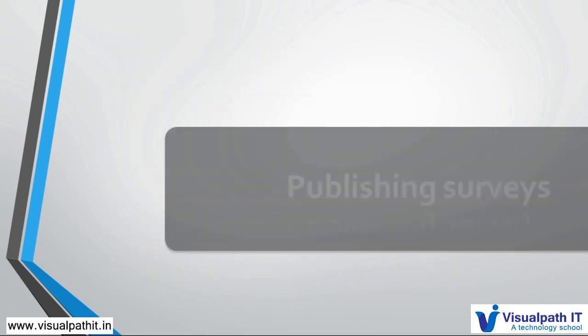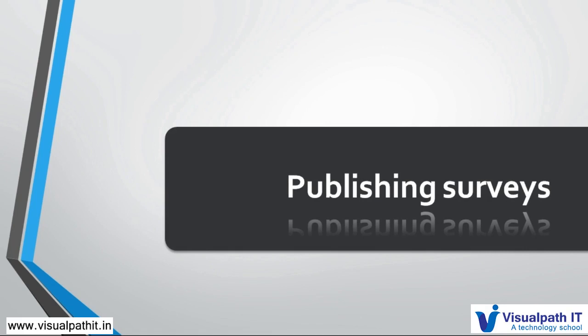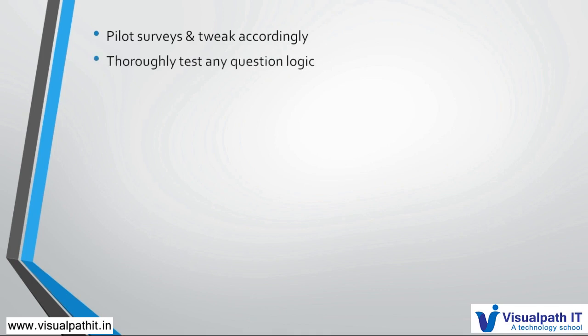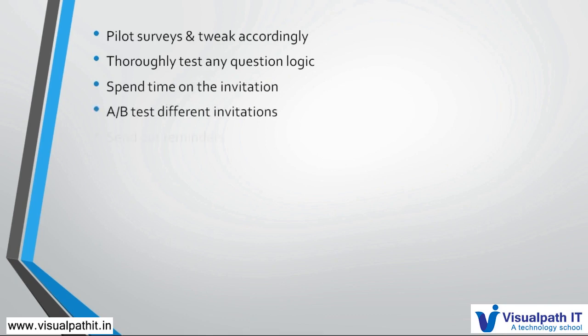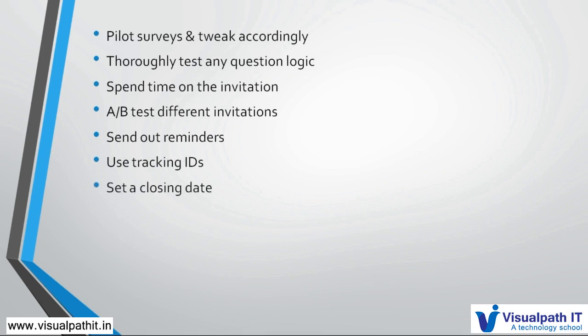Next, we have publishing a survey. Let's see what else a publishing survey involves. First, pilot surveys and tweak accordingly. Next, thoroughly test any question logic. Third, spend time on the invitation. Fourth, A/B test different invitations. Fifth, send out reminders. Sixth, use tracking IDs. Then last, set a closing date.